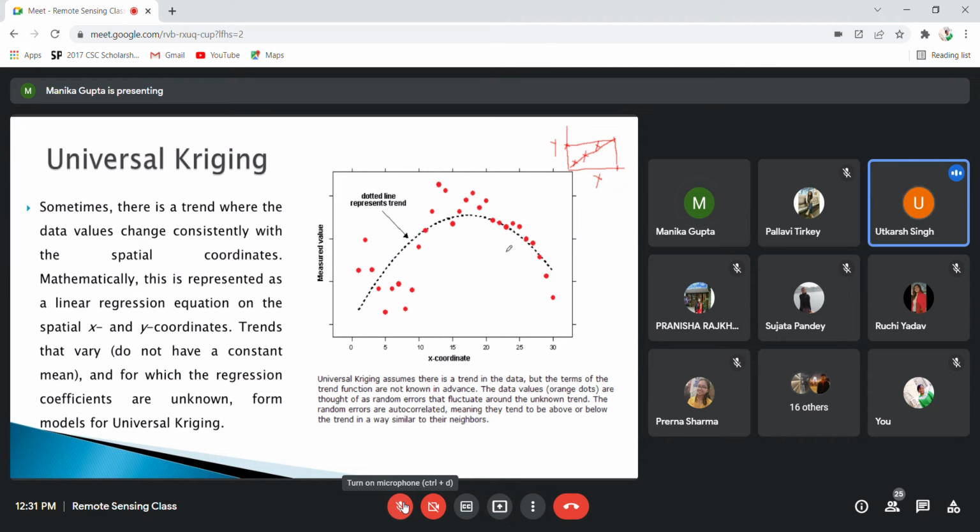Ma'am, there has to be only one equation to justify all the points, or there can be different segments of the data? Oh, okay. This is a good question. It depends on what kind of data we are using here.